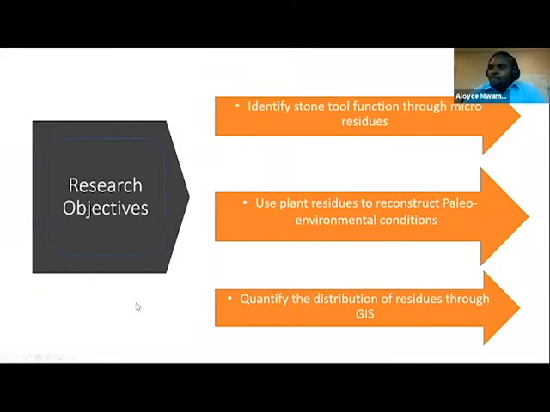I have different objectives in my research. One is to identify stone tool function through micro residues, plant residues, as I have said before. Then I want to use plant residues to reconstruct paleoenvironmental conditions of this part where I'm working. Then I want to quantify the distribution of residues through a geographic information system, the GIS.